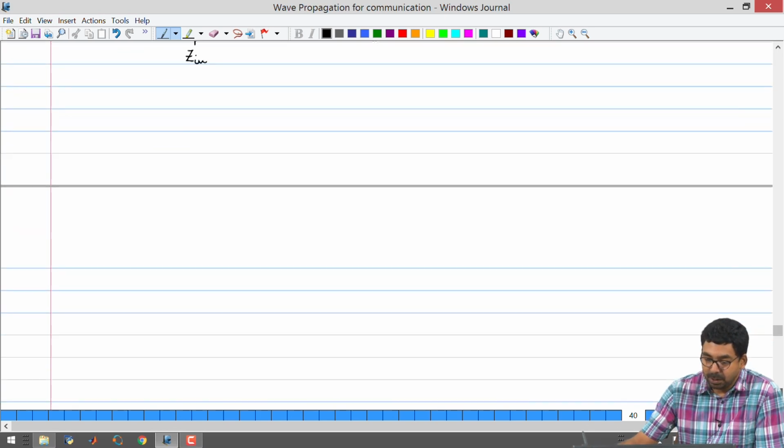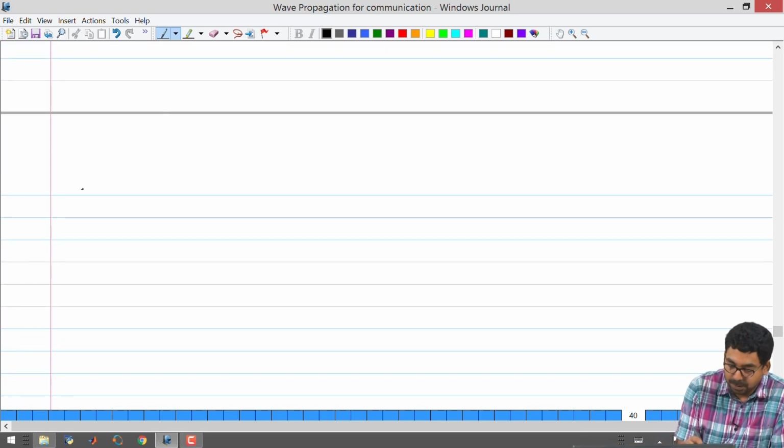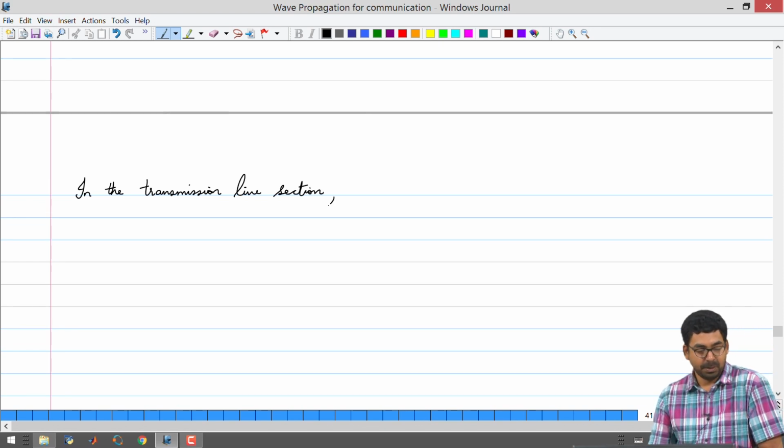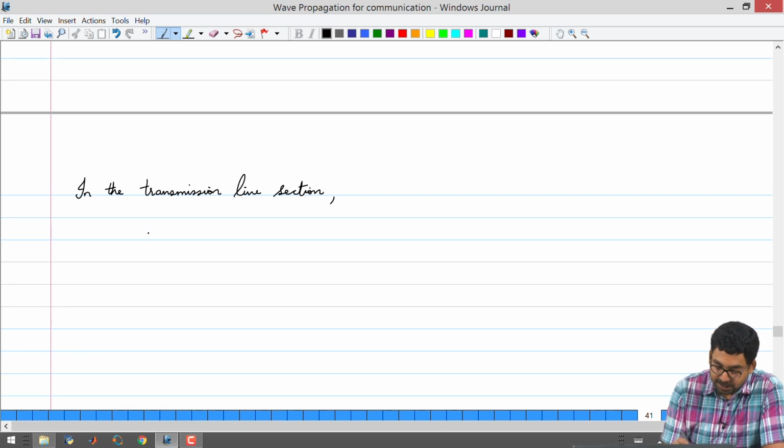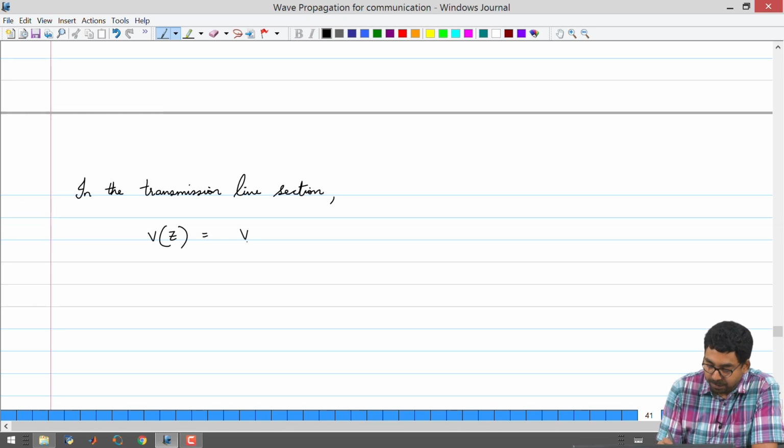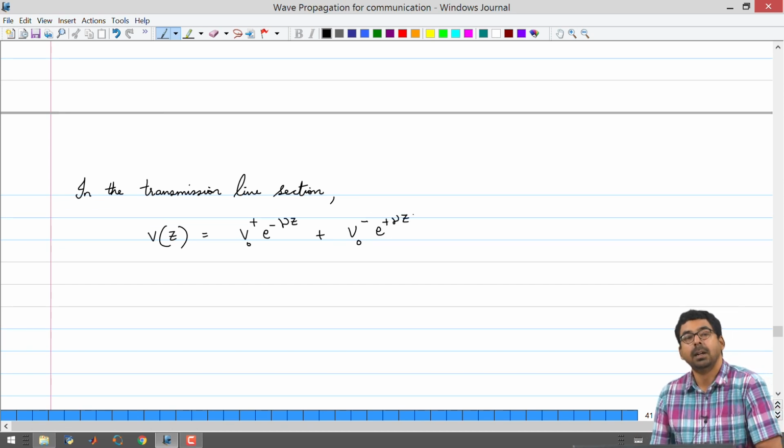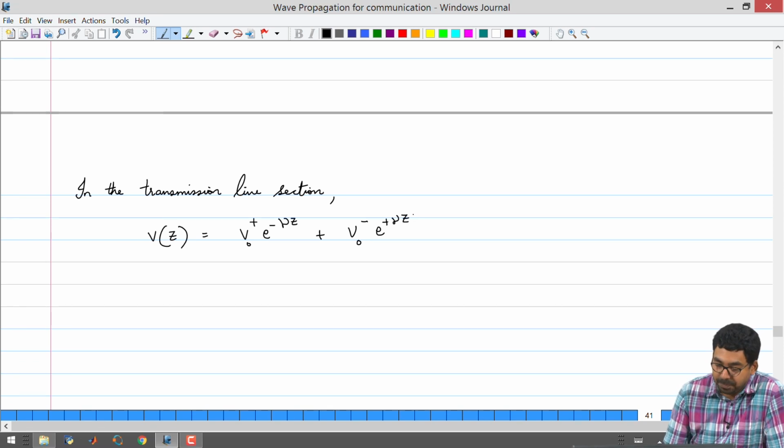So, we will begin by writing down the expressions for voltage and current. We will start with the transmission line section. In the transmission line section, at any position z, the voltage is given by V naught plus e to the minus gamma z plus V naught minus e to the plus gamma z. This is the general solution to the transmission line equations that we have seen before.